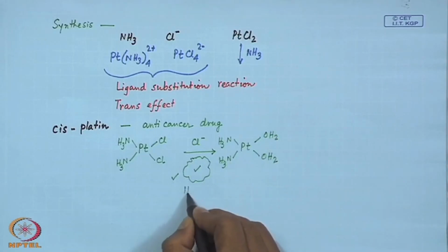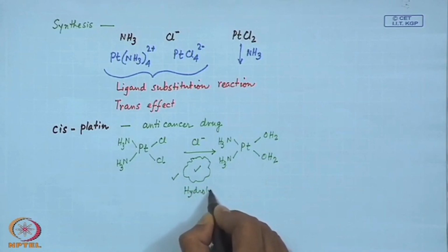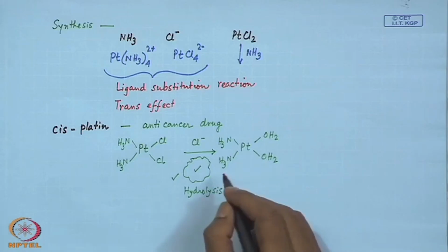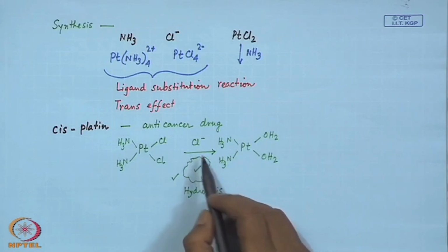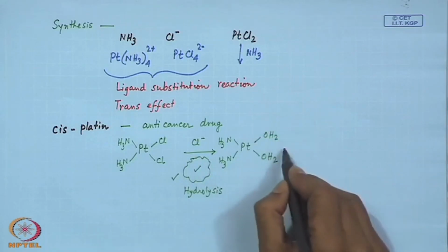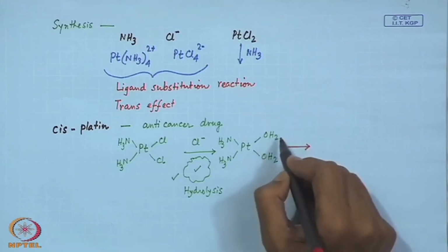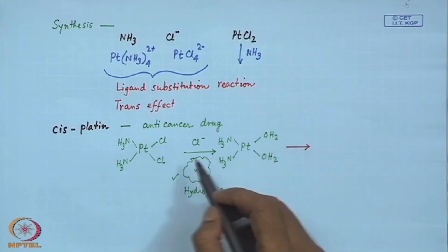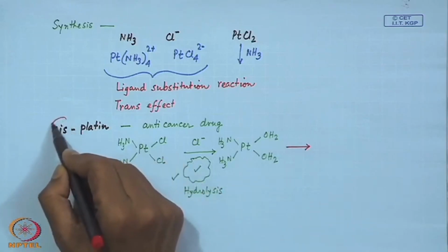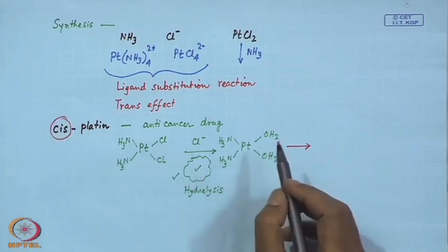So this is the hydrolysis reaction, and this hydrolysis depends on the chloride concentration. When the chloride concentration is less, it can go for the hydrolysis, and then it can go for ligand substitution reaction. So that is the basic activity of this anti-cancer drug, only of this isomer, which is the cis isomer.